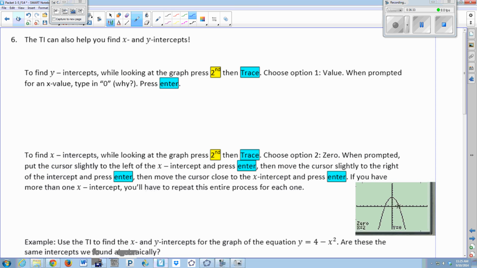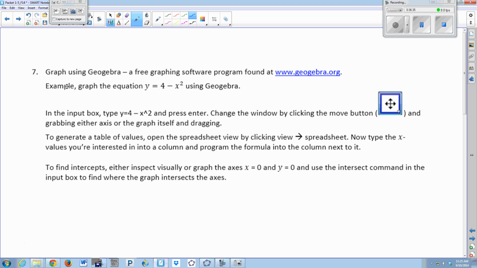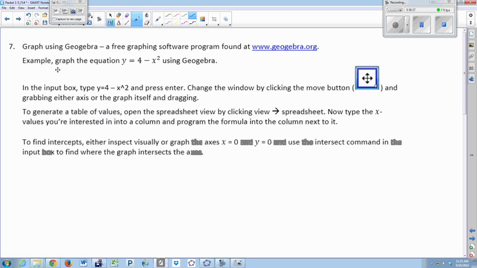So let's get to GeoGebra. So now I don't want you doing anything. Shut your laptops and Chromebooks and everything right now. Just close them down because it's too much of a temptation. So we've seen how to graph y equals 4 minus x squared by hand. We've seen how to do it with the graphing calculator. Let me show you how to do it with GeoGebra.